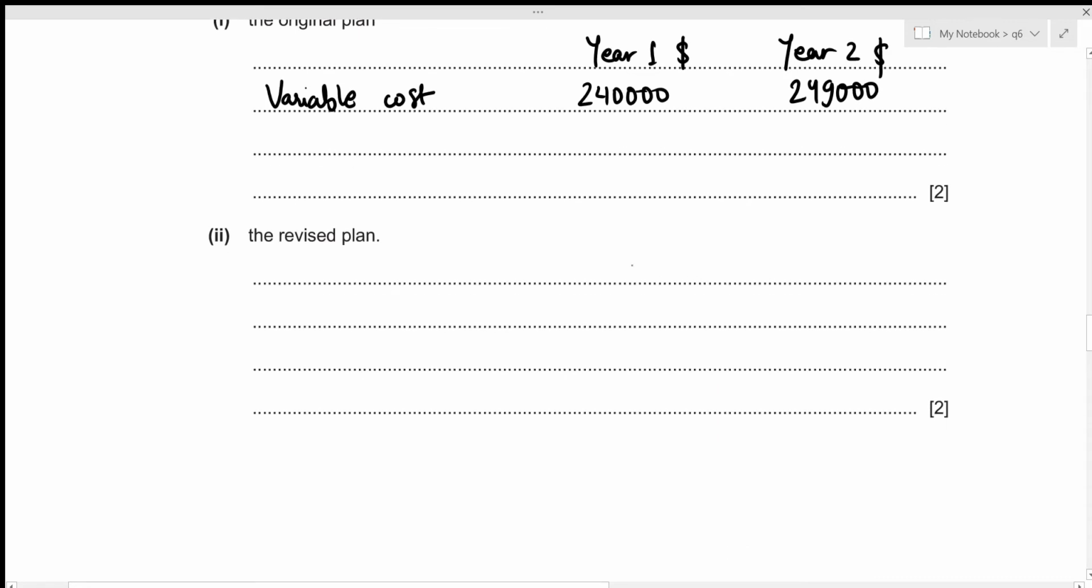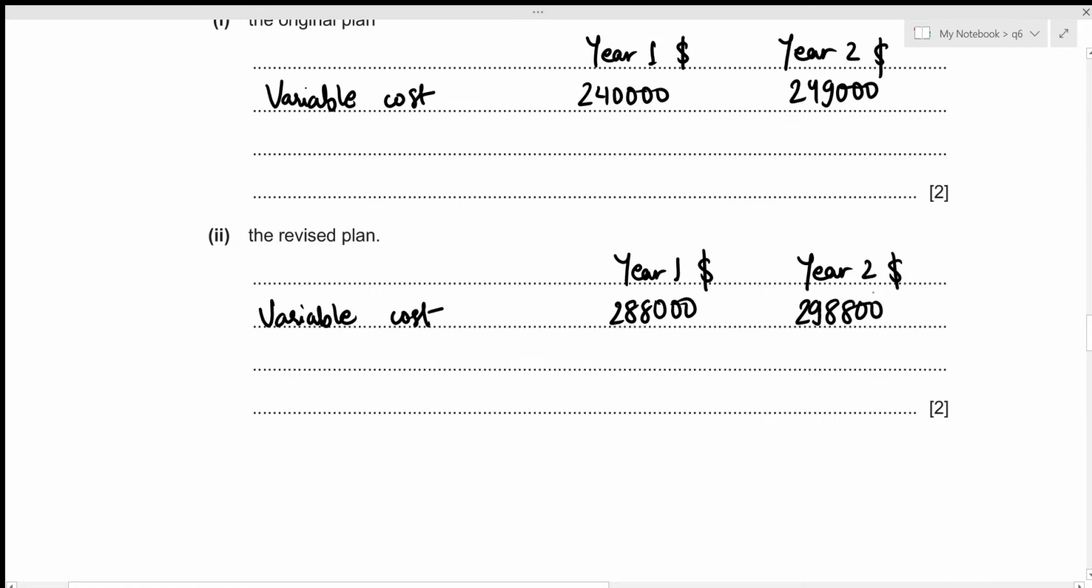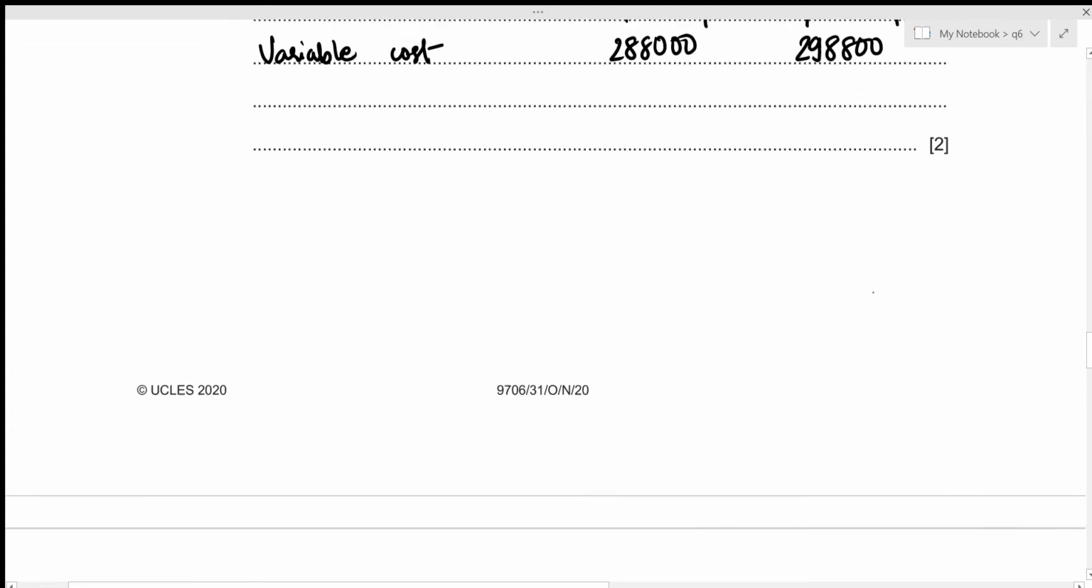Now let's write these two values for our revised plan. So that's for year 1 and year 2. We're talking about variable cost. And for year 1, we figured it out to be 288,000. And for year 2, we figured it out to be 298,800. Alright, this concludes the second part of this question. Now we can move towards the third one.